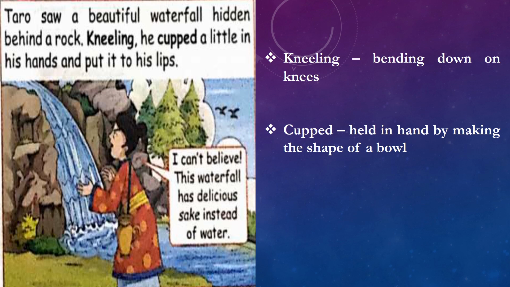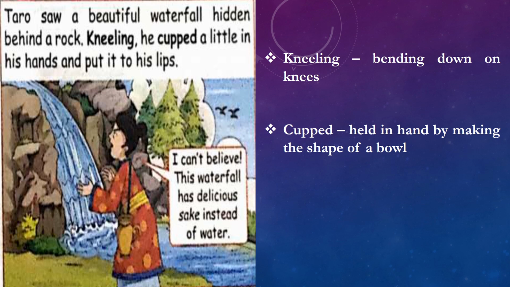So what did he say at that time? He said, "I can't believe." Okay, sign of exclamation, a sudden expression. Okay, exclamatory sentences we have read now. So I can't believe, he was saying, this waterfall has delicious sake instead of water. So that waterfall was containing the delicious sake instead of water, and he was so happy at that time.